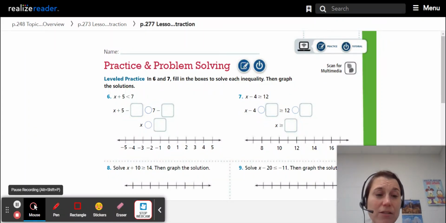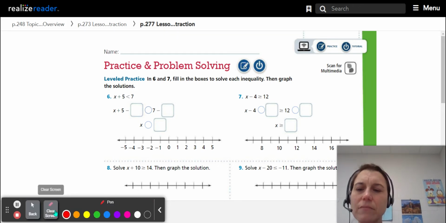So I have 5 minutes to go over a couple examples with you. And so let's get started. So your assignment is to do a couple from this page in your practice and problem solving part of your textbook. So I'm on page 277.